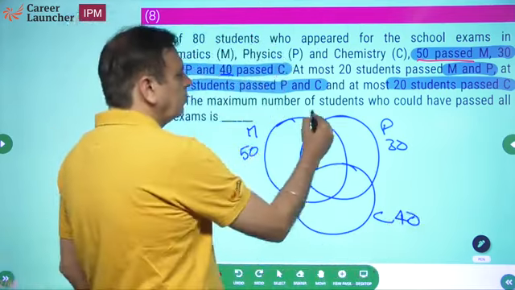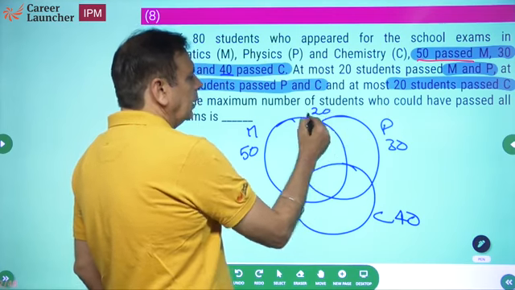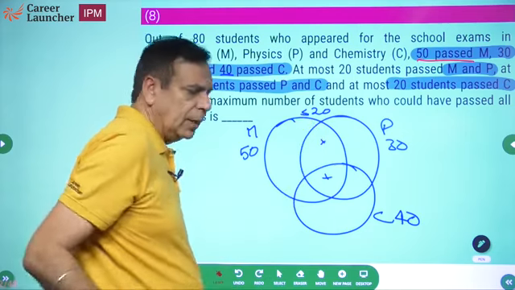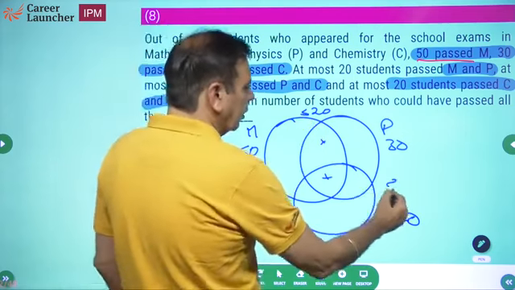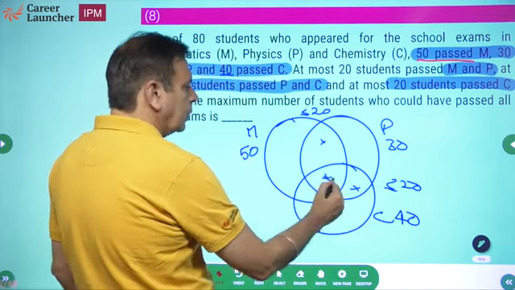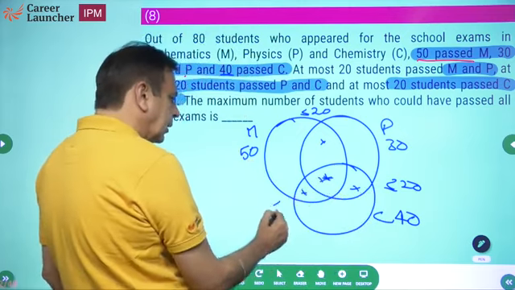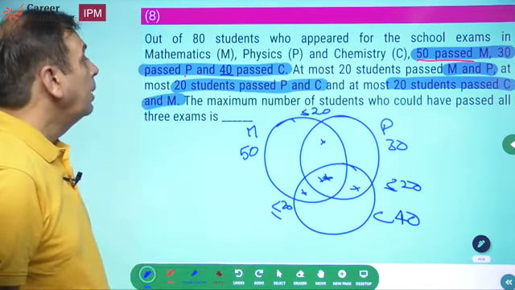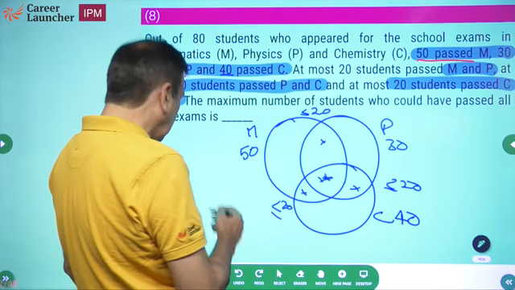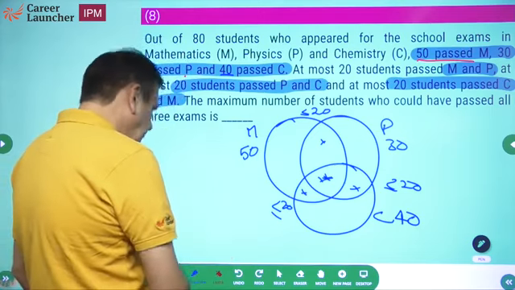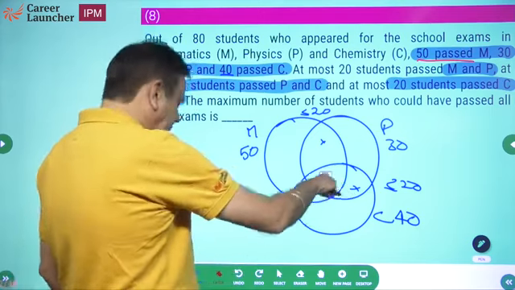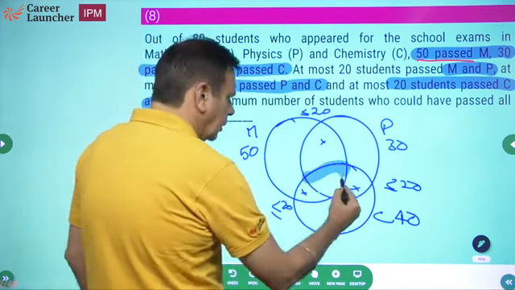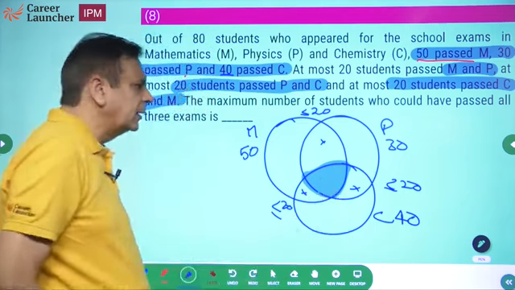Maximum 20 passed maths and physics. So 20 is the maximum value for this plus this. So this has to be less than or equal to 20. Okay. Similarly, what about this? This also is less than or equal to 20. This plus this. And this plus this is also less than or equal to 20. Okay. This is what it's saying. Now what does it say? Maximum number of students who could have passed all three exams. Okay. Now, what we want is the maximum number of students who could have passed this portion. This is what we are looking at.